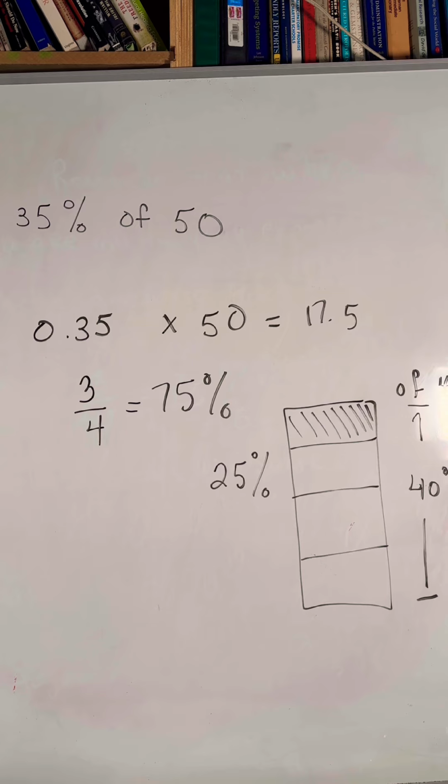So before attempting the problem, we would look at 35%, change that to 0.35, then multiply that times 50 and we would get 17.5. So in answering the question, what is 35% of 50? The answer would be 17.5.